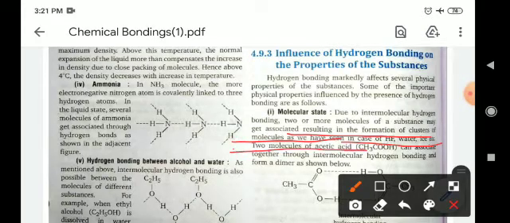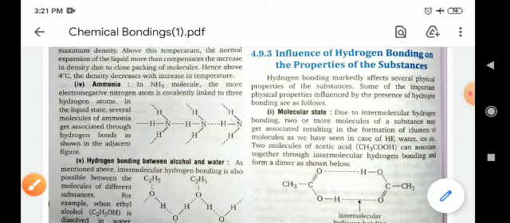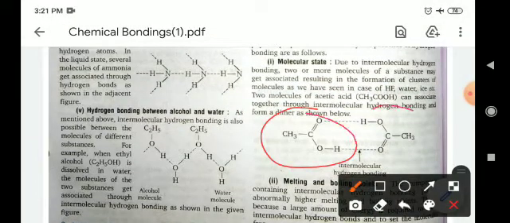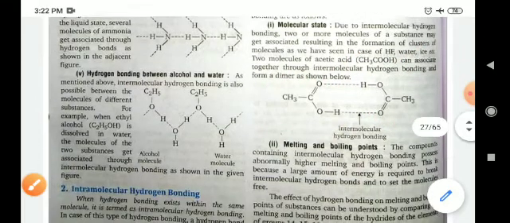Two molecules of acetic acid can associate together through intermolecular hydrogen bonding and form a dimer, as shown below. There is one molecule of acetic acid, CH3COOH, and this is another molecule of acetic acid, CH3COOH. The oxygen of this molecule forms a hydrogen bond with the hydrogen of the other molecule, and the hydrogen of this molecule forms a hydrogen bond with the oxygen of the other molecule. So it is a dimer.